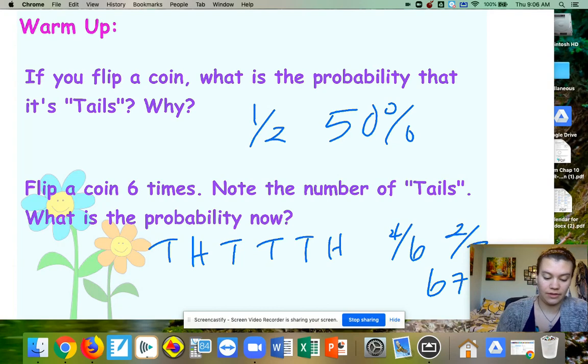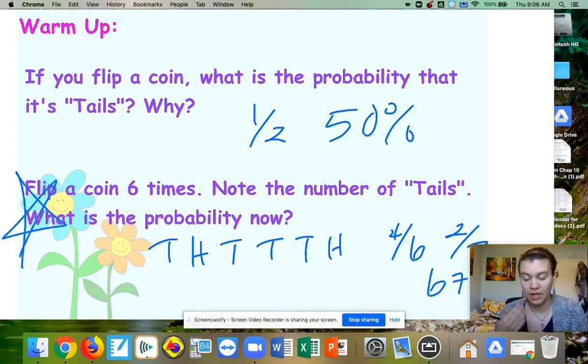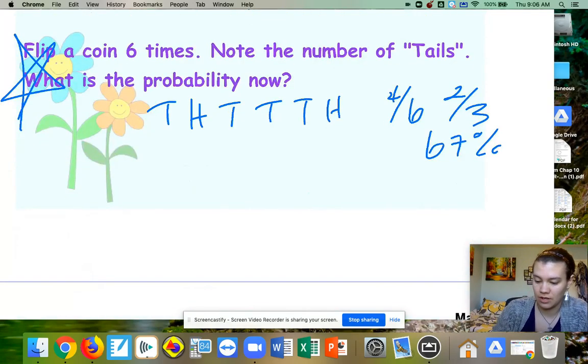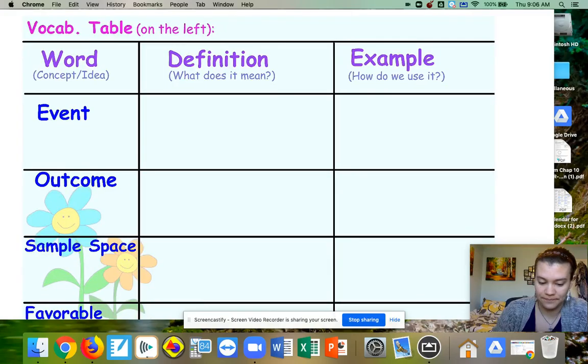So this would be your experimental probability because you actually did something and you see what happens. This would be your theoretical, so what you expect to happen or what should happen, not necessarily what does. So lots of definitions today.